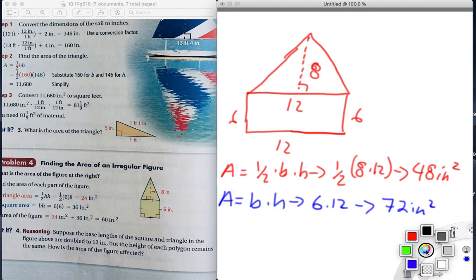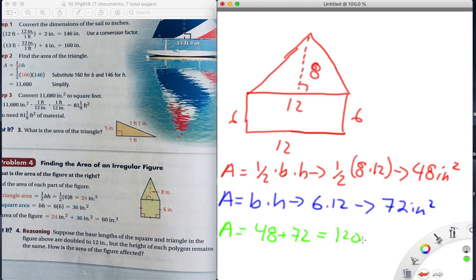So we got the area of the triangle, we have the area of the rectangle, and now we just add them up for our composite or irregular figure. So 48 plus 72 gives me 120 inches squared. So the area of the triangle plus the area of the rectangle is 120 inches squared.